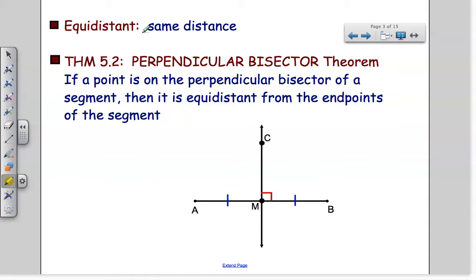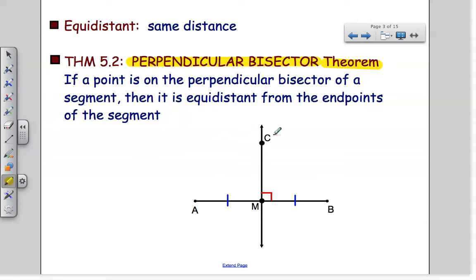The word we need to know for this next definition is equidistant, and you basically have the word equal and distance, so equidistant means equal distance or the same distance. We need to know that term for the perpendicular bisector theorem. Again, we know a perpendicular bisector intersects a segment at a right angle, that's what makes it perpendicular, and it intersects at the midpoint so that it cuts that segment in half into two congruent segments. That's what makes it a bisector. Now, the perpendicular bisector theorem tells us that if a point is on the perpendicular bisector of a segment, then that point is equidistant from the endpoints of the segment.